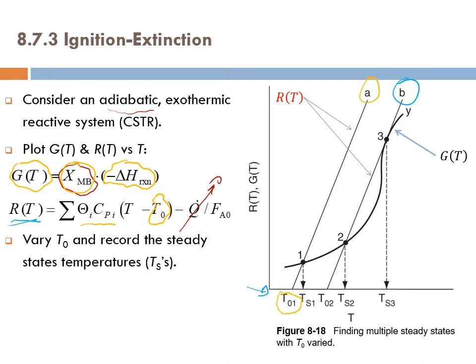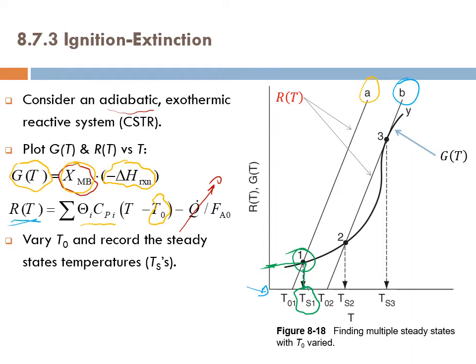How many steady states do we have? Well, it's very clear that we have only one steady state here. And how do we read the steady state temperature? Basically, we go vertically down, and this value is simply TS1. And what about RT and GT? We go horizontally to the left, and this is the value of GT and RT, which are equal because at steady state RT equals GT.